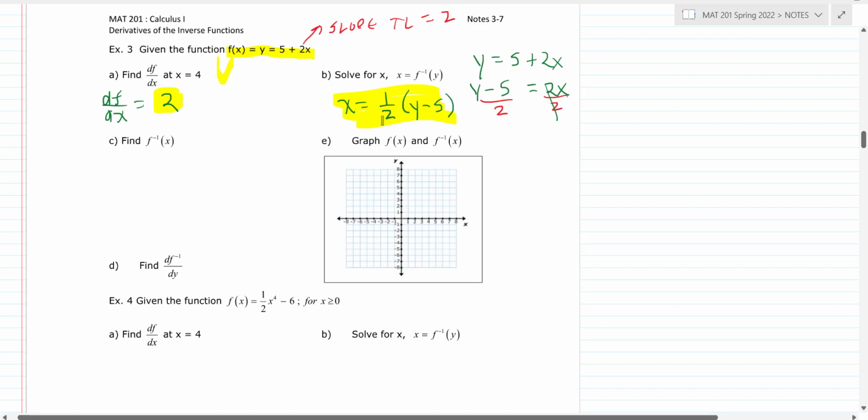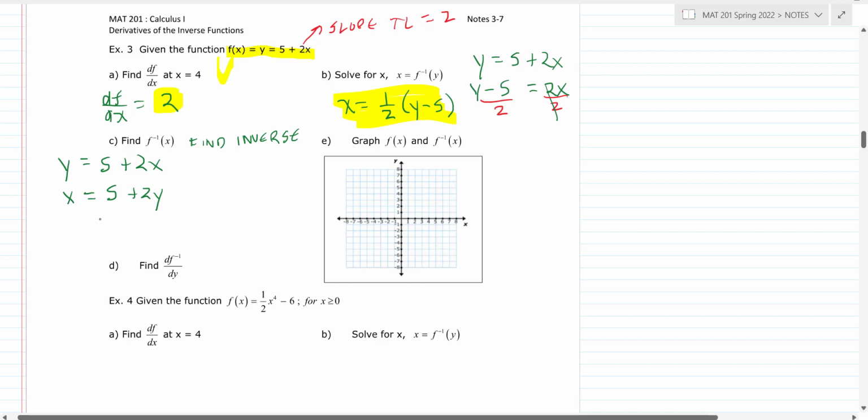Now that's not the inverse. That's just taking the function and solving it for x. What I'm going to do in part C is find the inverse. So we're going to find the inverse on this part. And again, the notation is f inverse of x with the minus 1 on it. So the way you find an inverse is you interchange the variables. So I'm going to change y to x, and I'm going to change x to y.